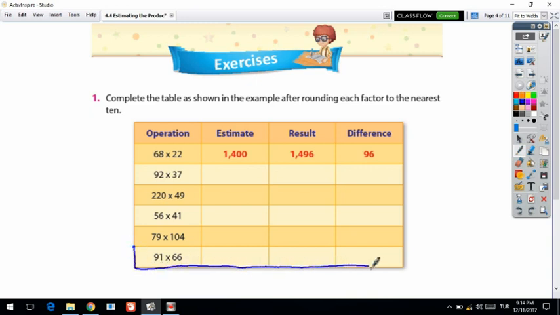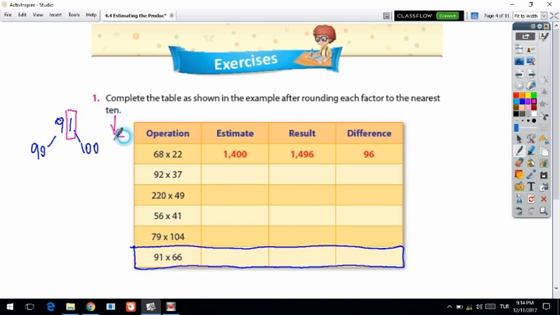Okay. In each page, I'm going to try to solve just one of the different kinds of question. Okay, 91 times 66. First, let's write 91. Okay, here. 91 is between 90 and 100. So which one is the answer? I look at the ones digit, 1. Is it 5 or bigger than 5? No. If you say no, you round down. When you round down, you move left. The answer is 90.